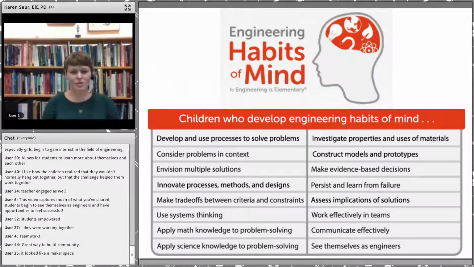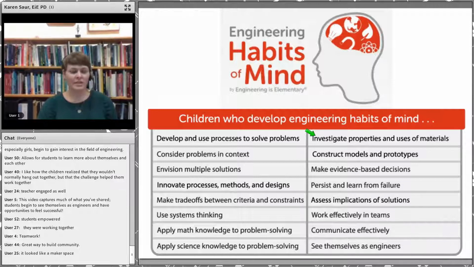So the other thing I wanted to talk about in that video, and also these benefits of engineering, is thinking about what we consider here at EIE habits of mind. So what are we really looking for these students to develop? How are we looking for them to think? And so after we have videotaped so many classrooms, we started to notice a lot of these things coming out in our videos. We started to see students persisting through failure, which is over here. We saw them communicating effectively. We saw them identifying themselves as engineers. They were constructing models and prototypes like real engineers. They were investigating the properties and uses of materials.